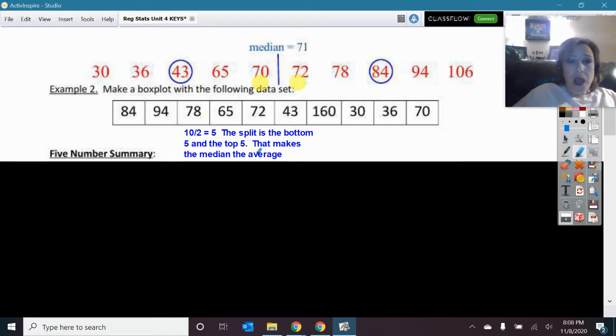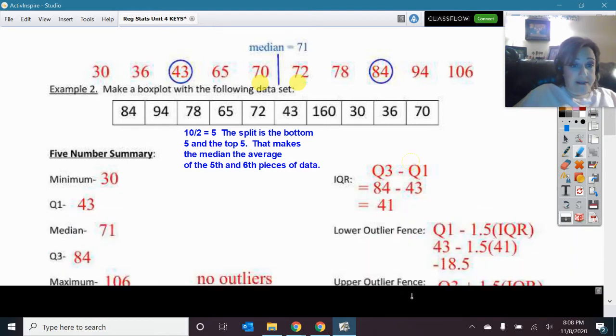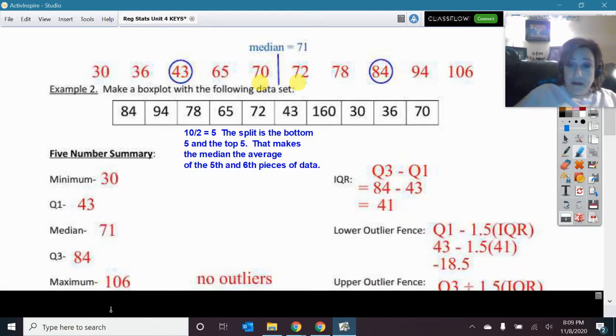All right, so to find Q1, I take this bottom five items and find the median of those bottom five pieces of data, and that's 43. That is Q1. Then again, I take the top five and find the median of the top five. So that 84 is the Q3. All right, so then that gives me my items here.